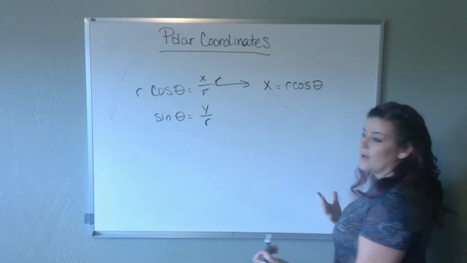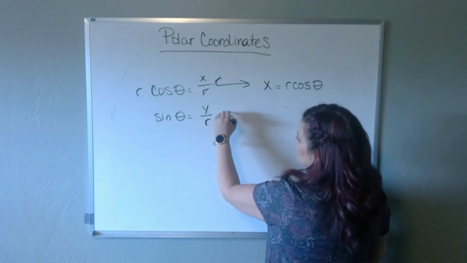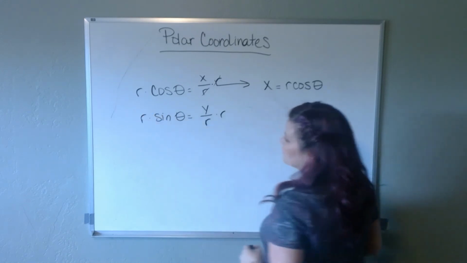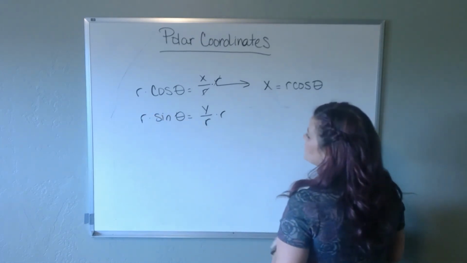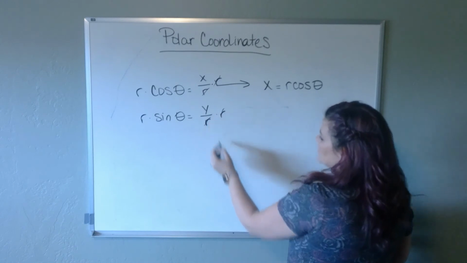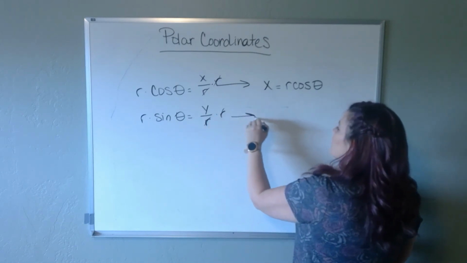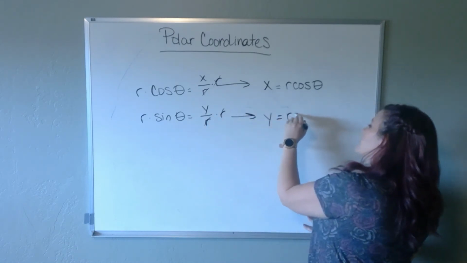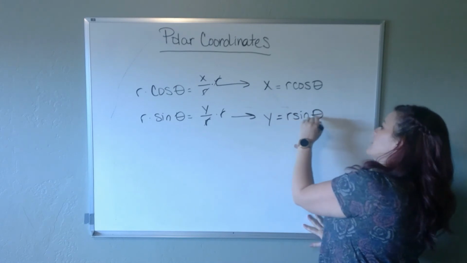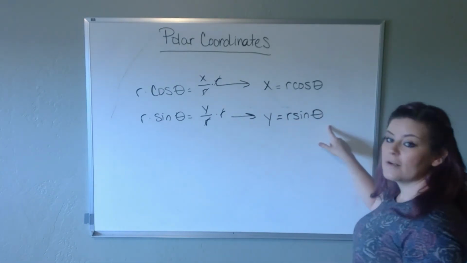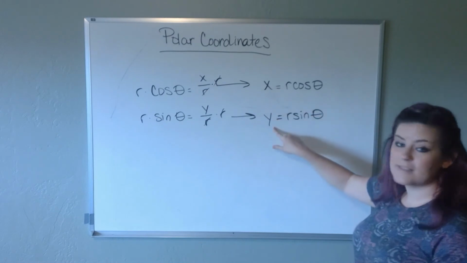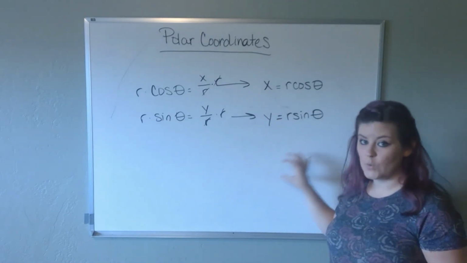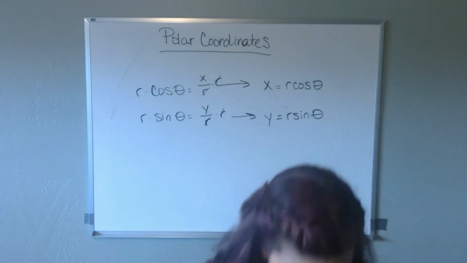How do you find y? Well, think about it. We're going to do the same thing with the sine theta ratio. You guys, if you multiply both sides by r, these r's cancel out, you'll end up with this. Y equals r sine theta. So if you have r and theta, you can find both x and y to go to xy coordinates. So let me give you an example.